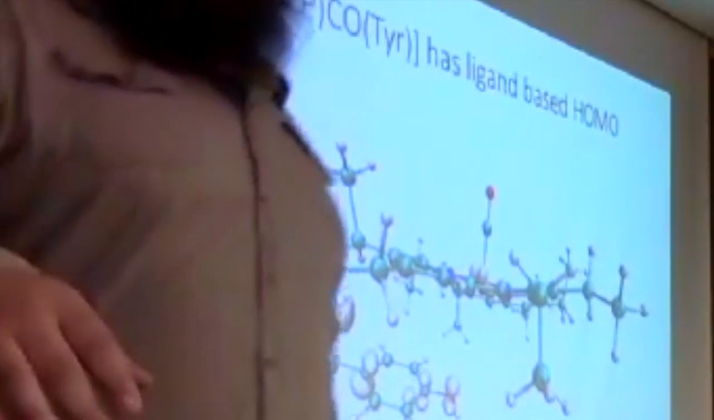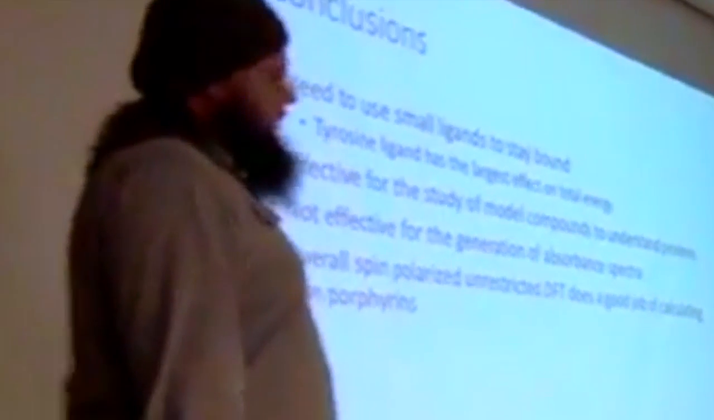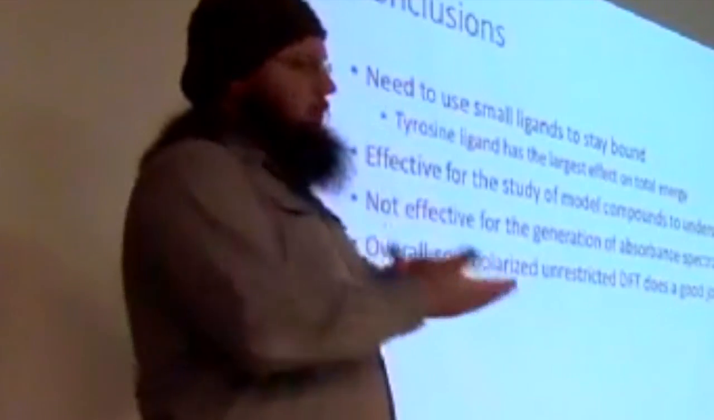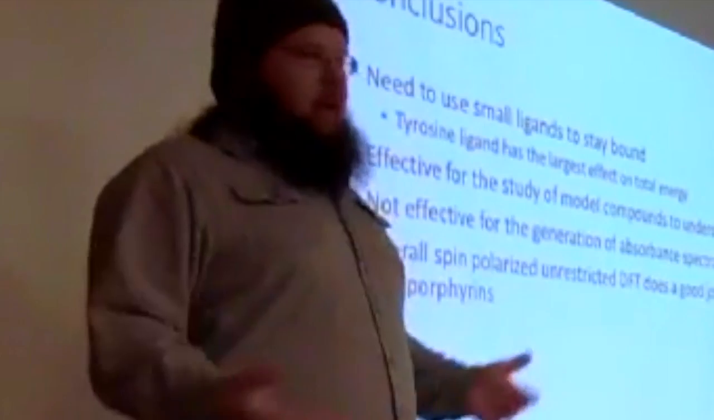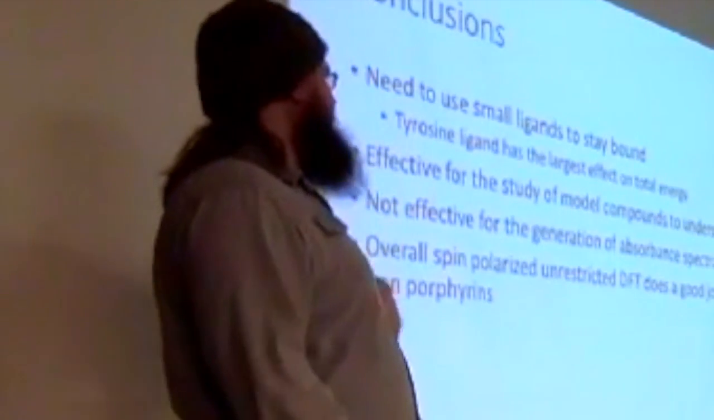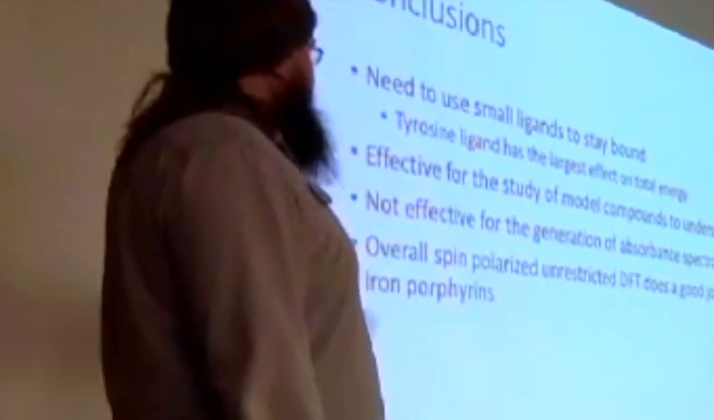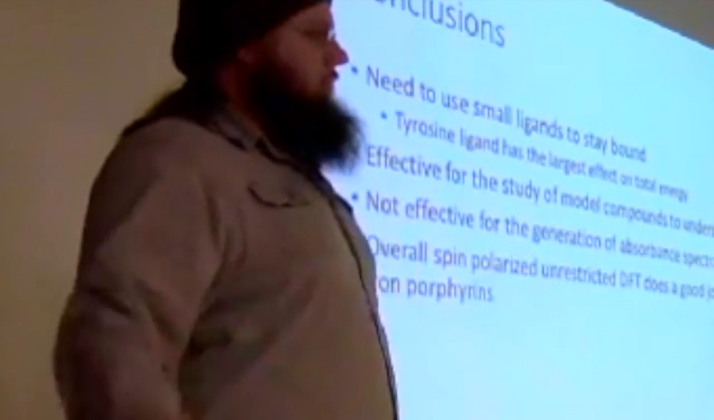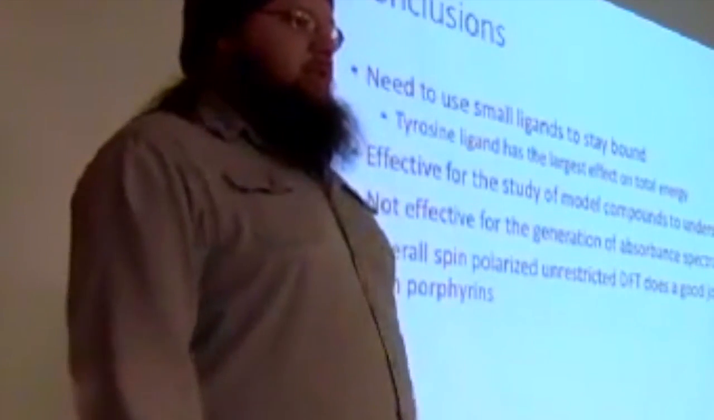So with that, I'm going to give you some conclusions. First one is you want to use small ligands. Obviously, the tyrosine fell off. It was pi stacking with the ring. Obviously, that's not what we wanted to look at. We wanted to look at what happens when we have ligands on there. So that's why the tyrosine ligand had such a large effect. And what we need to do is use smaller ligands without the whole amino acid backbone on there. Otherwise, they won't give us results that we're looking for.